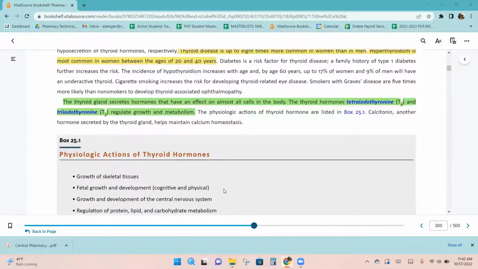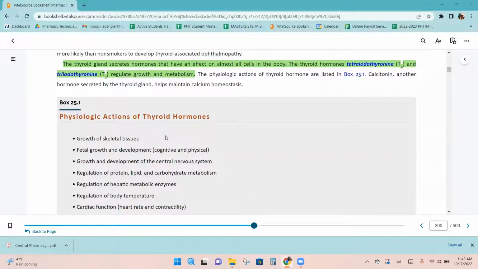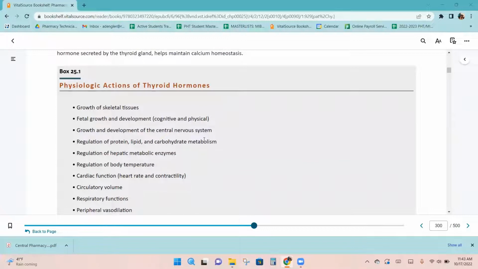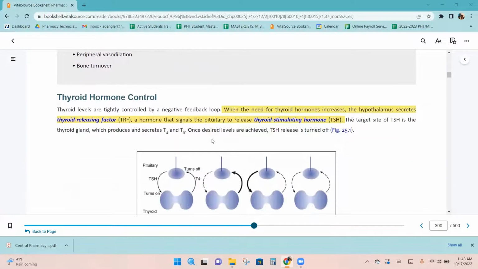The thyroid gland secretes hormones that have an effect on almost all cells in the body. The thyroid hormones T4 and T3 regulate growth and metabolism. Box 25.1 shows us physiologic actions of thyroid hormones. So they're responsible for the growth of skeletal tissues, fetal growth and development of the central nervous system, circulatory volume, bone turnover, respiratory function. So that's important for a lot of things in our body.